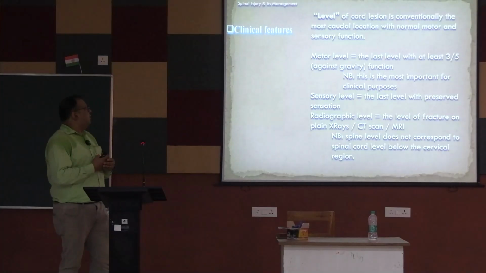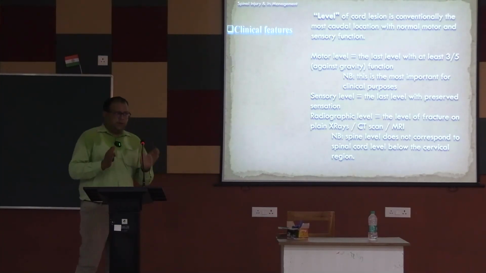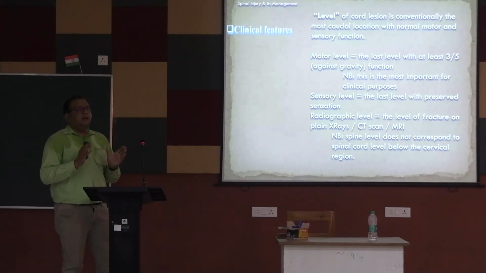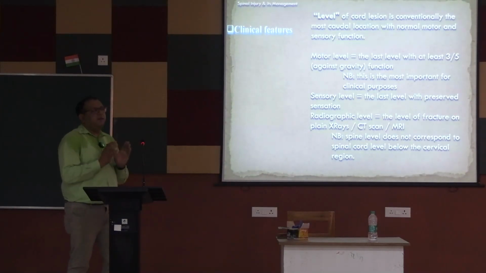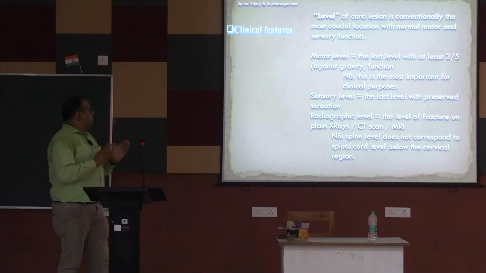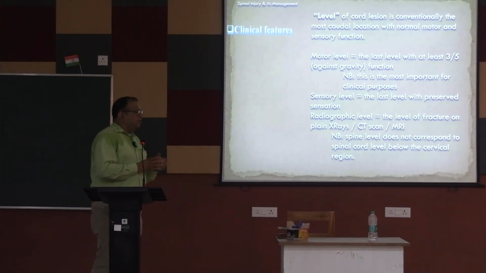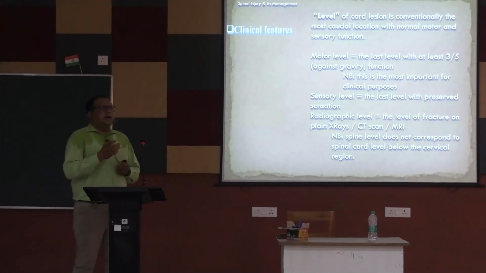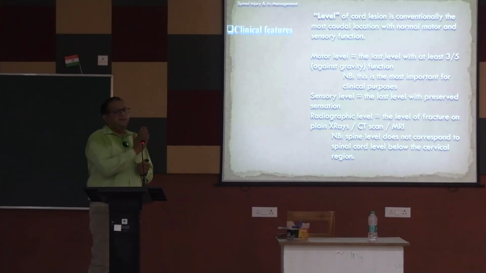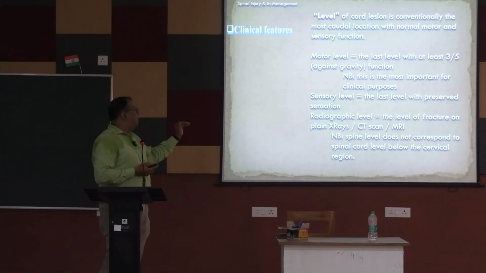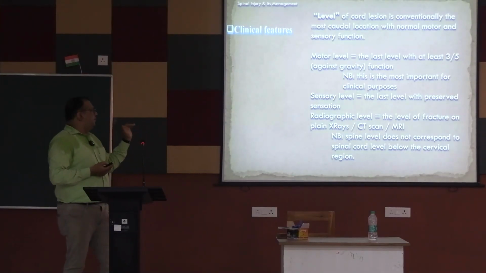So now the level of the cord injury you have to diagnose from the patient. Before you get any investigations done, you need to come to a conclusion regarding approximately which level the injury has occurred. So the motor level is the last level with at least 3/5 function. You test the function of the muscle, and if it is 3/5, above that it is more than 3/5, like 4/5 or 5/5 power of the muscle, then that is the motor level. The last level with at least 3/5 function.